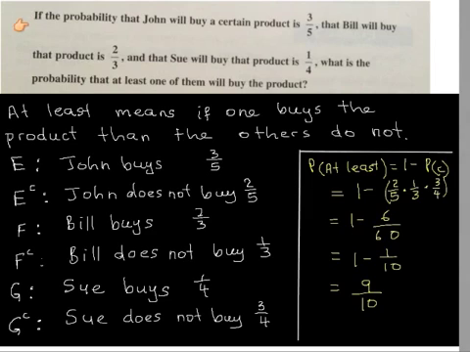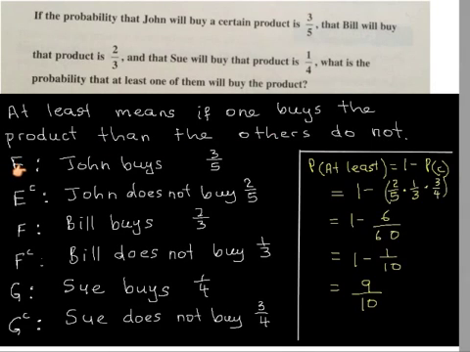So here's an example of how we can use the complement rule. If the probability that John will buy a certain product is 3/5, and the probability that Bill will buy that product is 2/3, and the probability that Sue will buy the product is 1/4, what is the probability that at least one of them will buy the product? So at least means that if one buys the product, then the others do not.